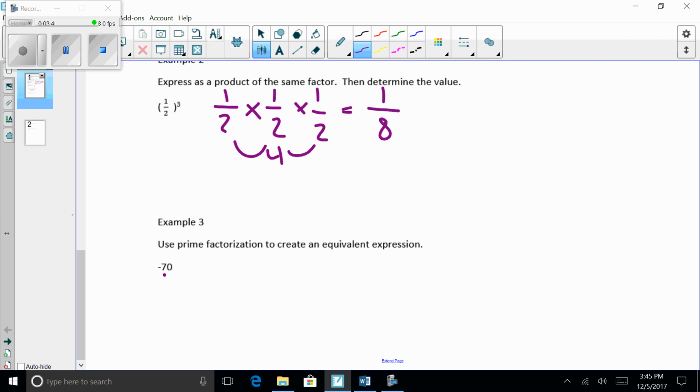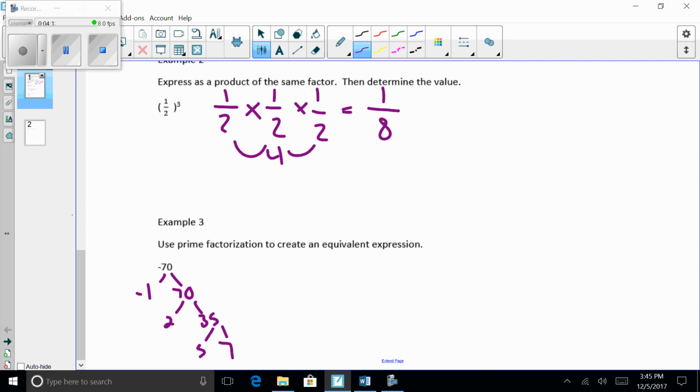Okay. So I'm going to break it out, and I'm going to have a negative 1 times 70. Now, the negative 1 is a prime number, so I'm going to break my 70 down until I get all primes. I know that 2 times 35 is 70. I know 2 is prime. I'm going to go on to the 35. I know that 35 can go with 5 and 7.